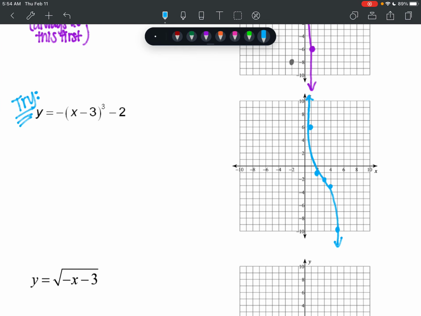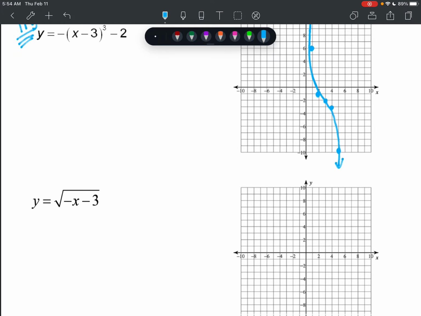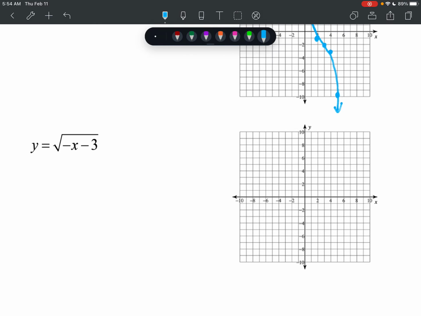Okay, this next one is a great example of a negative on the outside or on the inside of the function. Listen very carefully. If you're listening, this is so important. I'm going to start this on the next video.